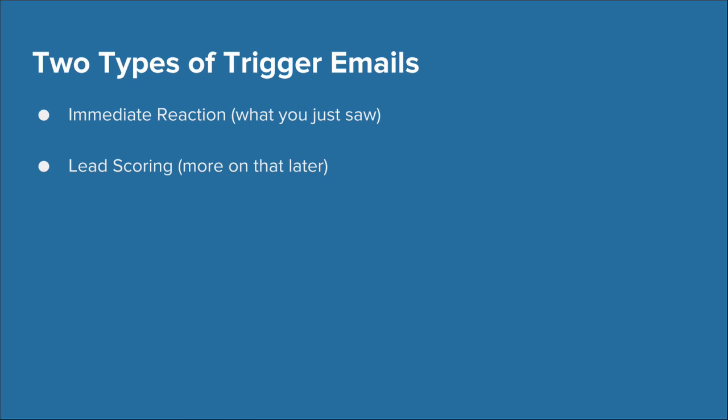So there are two types of triggered emails, as you just saw: the immediate reaction one, which is right after someone clicks on something, the next email they receive. That action takes them down a different branch, and then they start to receive a series of emails based on that one reaction. Or lead scoring, which is something we'll learn more about in stage five of full-blown marketing automation.